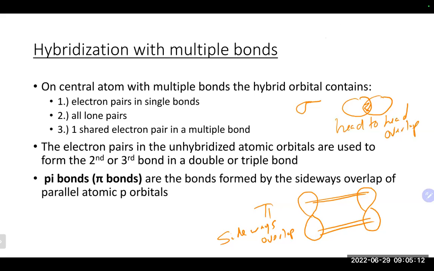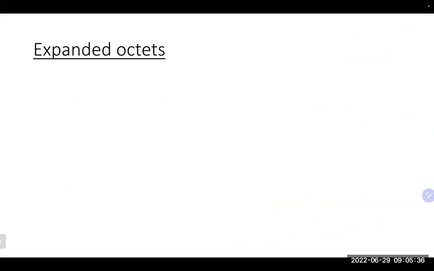When you have a triple bond, and I'm not the greatest artist here, you have the two p orbitals happening, where we get that sideways overlap in each of those cases, to make that triple bond. Okay, so I think we talked about those.